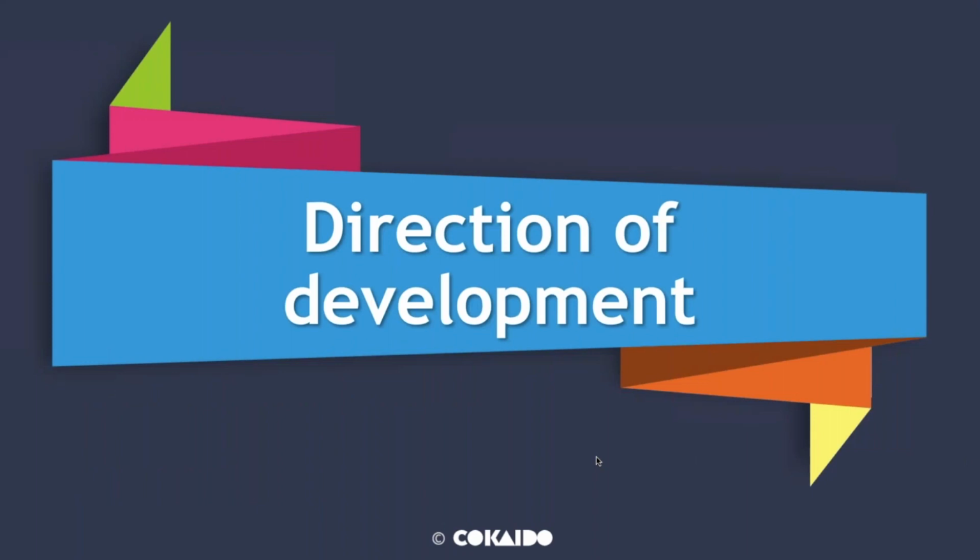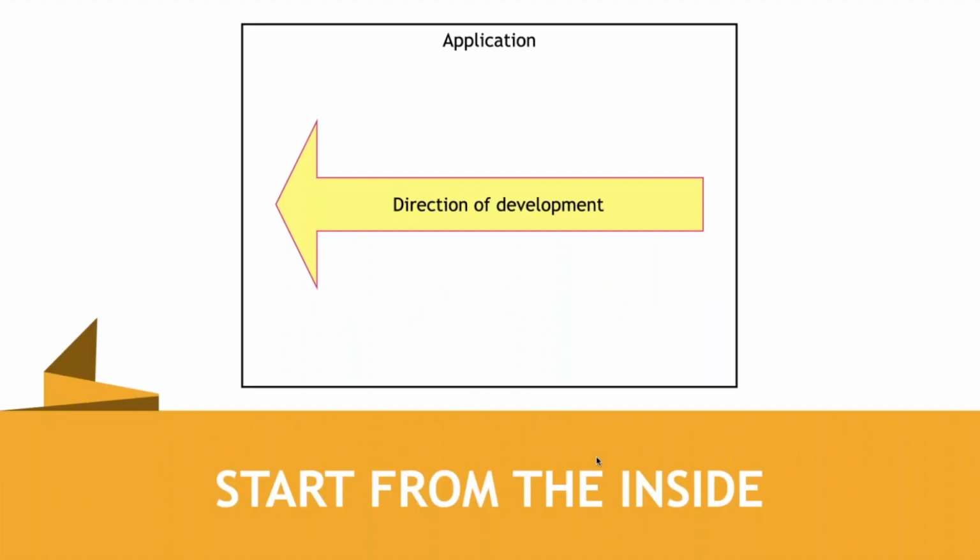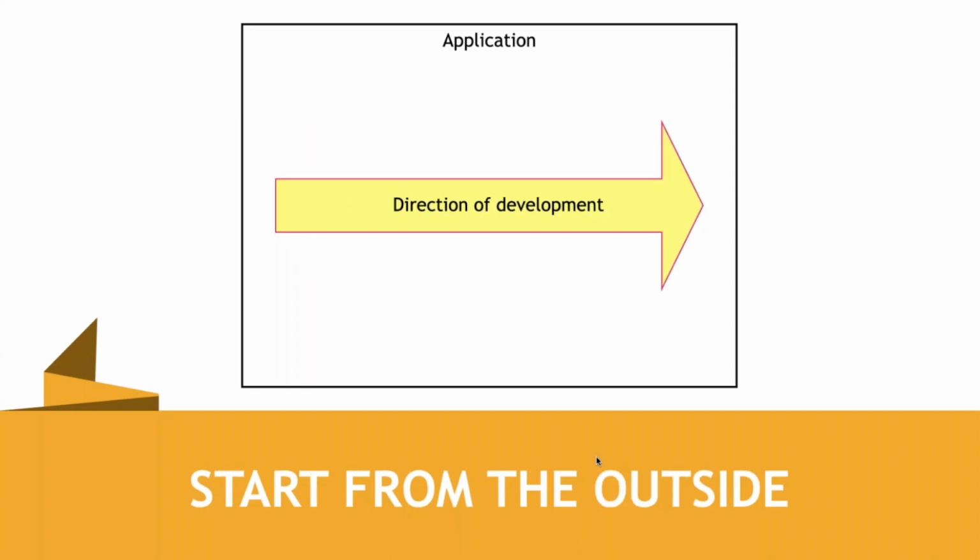So let me start with direction of development. There's two ways we can develop some application or some system. We can start from the inside and build it towards the outside. So start building, I don't know, the inner details and then go to the more complex details, or you could start the other way. You could start from the outside and go from the macro to the micro. And this is the direction we are going to talk about today, starting from the outside.